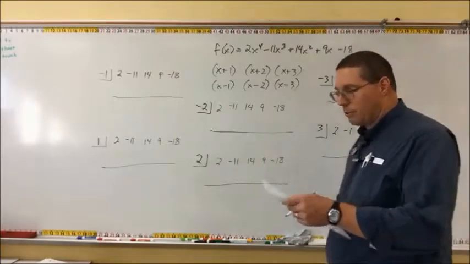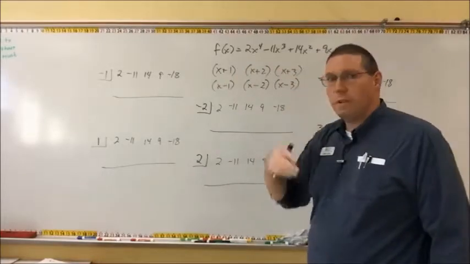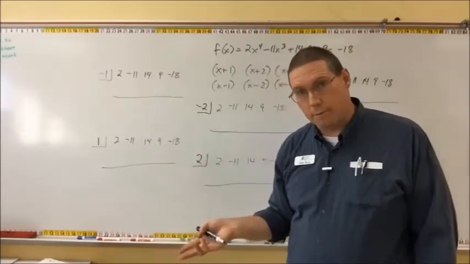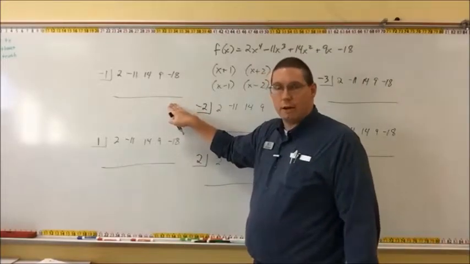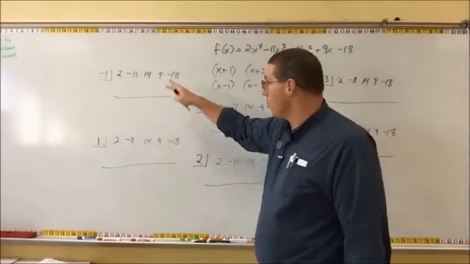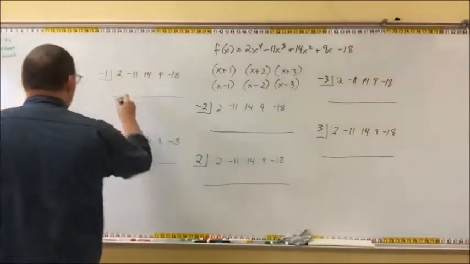Now remember, the factor theorem says that a binomial is only a factor if the remainder from division has a remainder of 0. So we're going to do all 6 of these and see which ones have a remainder of 0. So I put a 0 here.